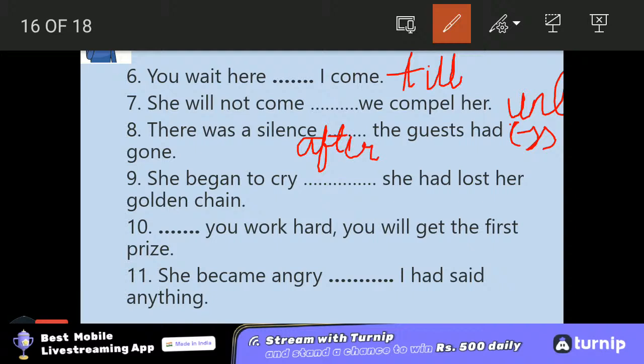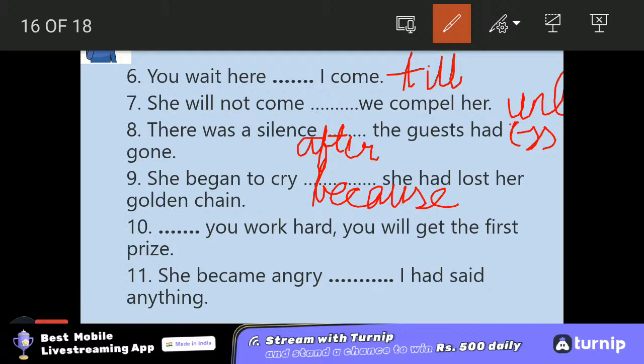Next, she began to cry dash she had lost her golden chain. अब this is the reason. वो रोने लगी क्योंकि उसकी गोल्डन चेन खो गई. So in the case of reason we use which word? She began to cry. Yes, because she had lost her golden chain.